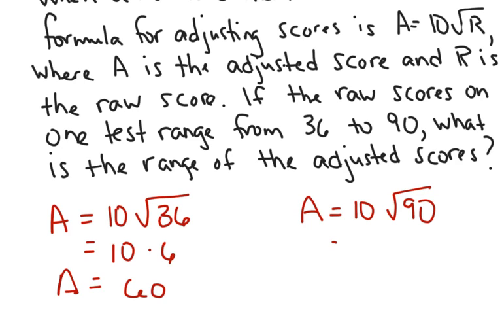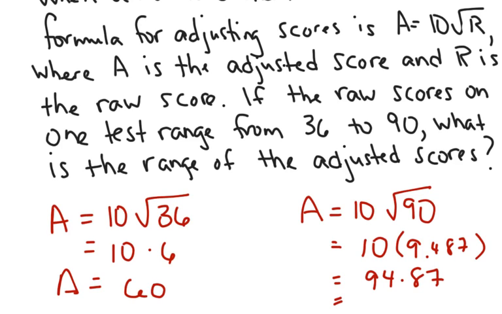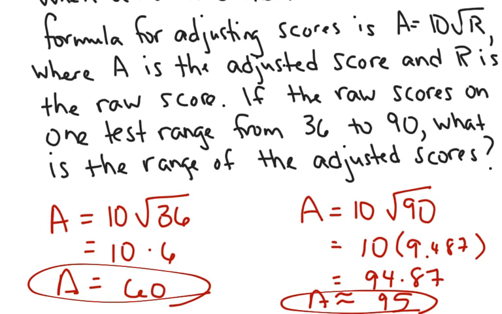If a student gets a 90, the square root of 90 is not an integer, it's approximately 9.487. So this would be 94.87, and the teacher would probably round that to approximately equal to 95. So a student who got a 90 might actually get a 95. Notice that the lower the percentage, the bigger the jump after the adjustment.